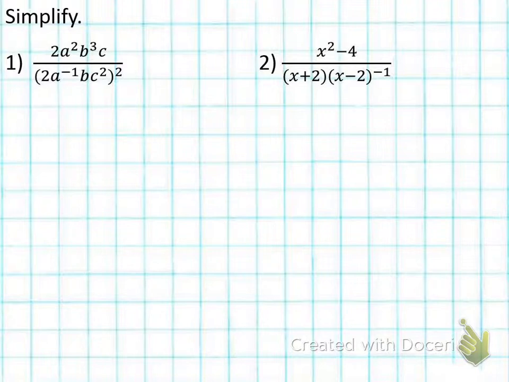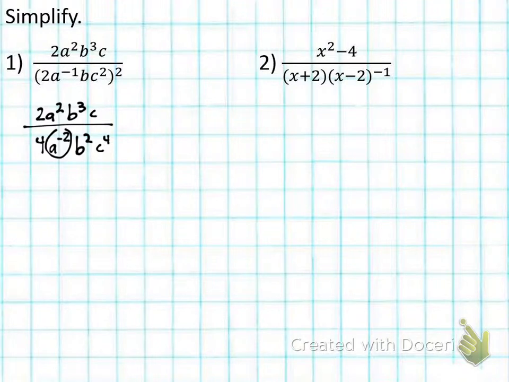Okay, so number 1. We want to organize this a little bit before we start identifying undefined or any excluded values. So I'm going to rewrite this. I'm going to have the numerator stay the same because there's nothing I could do in the numerator. But the denominator, I have all of this denominator raised to the 2nd power. So I know that 2 squared is 4. A to the negative 1st squared is going to be a to the negative 2nd power. B to the 2nd power is b to the 2nd power. And c squared raised to the 2nd power is c to the 4th.